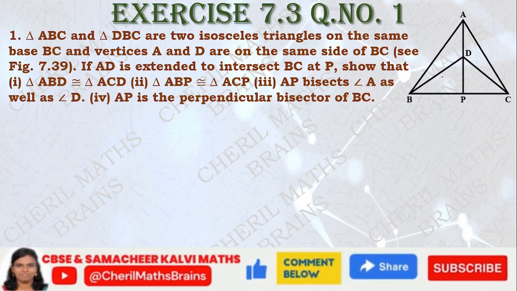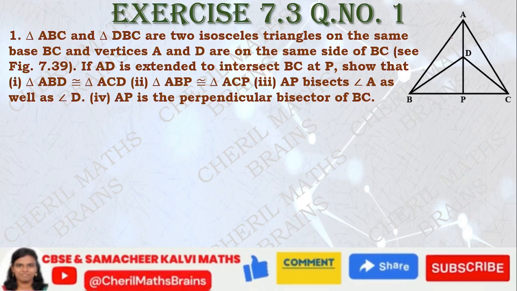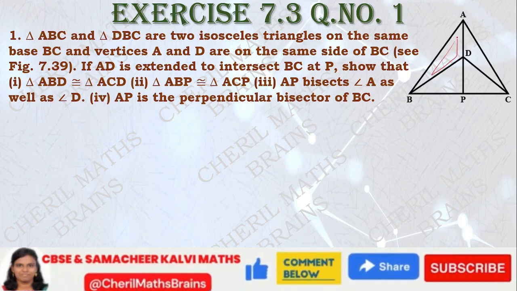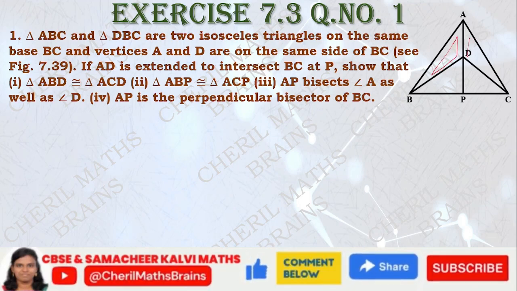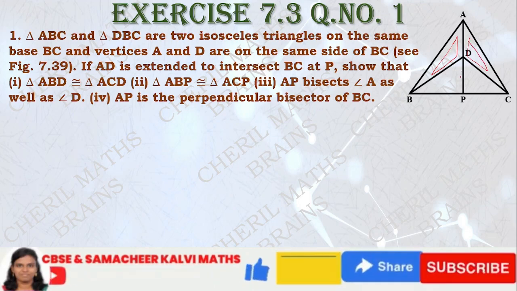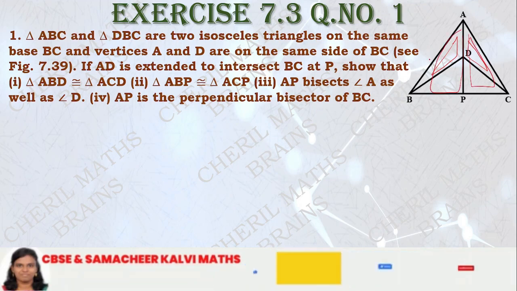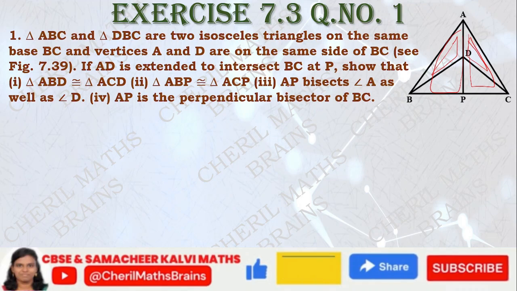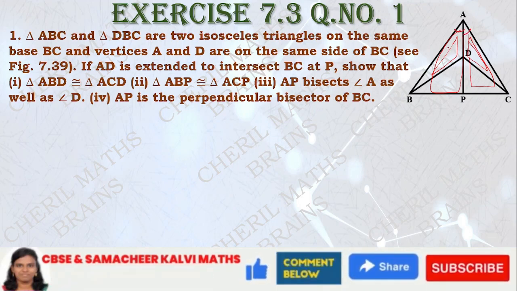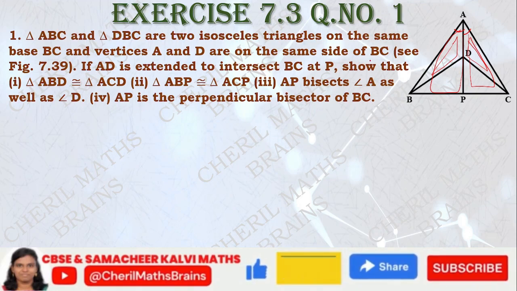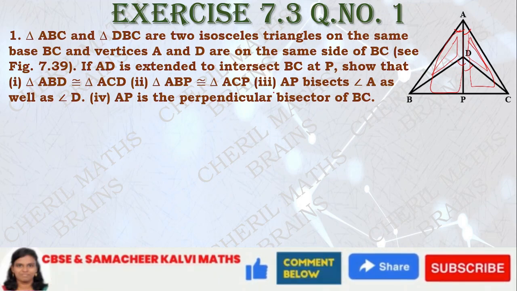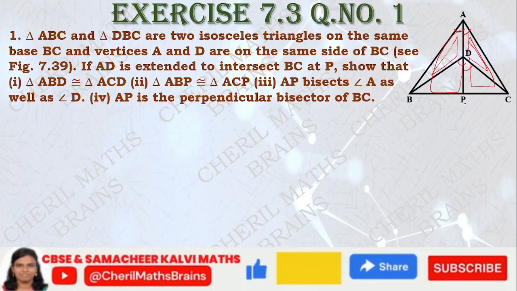Show that triangle ABD is congruent to triangle ACD. So this is our first thing. The next one is triangle ABP congruent to triangle ACP. So this we have to prove. Then we have to prove that AP bisects angle A. That means this angle should be equal to this angle, as well as angle D. Then AP is the perpendicular bisector of BC.